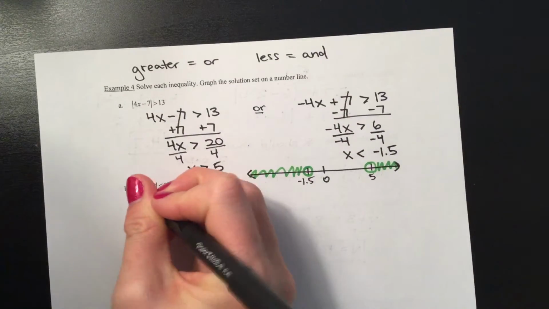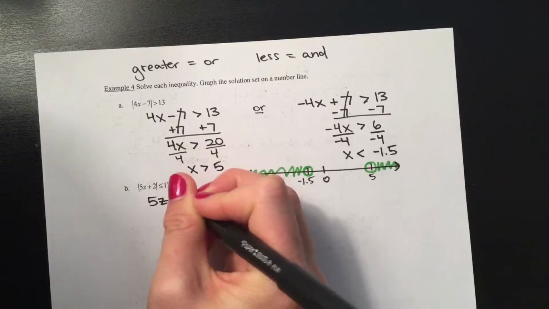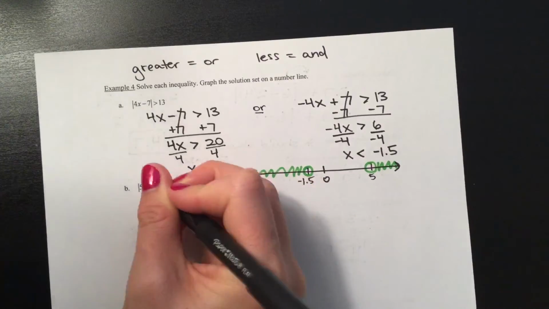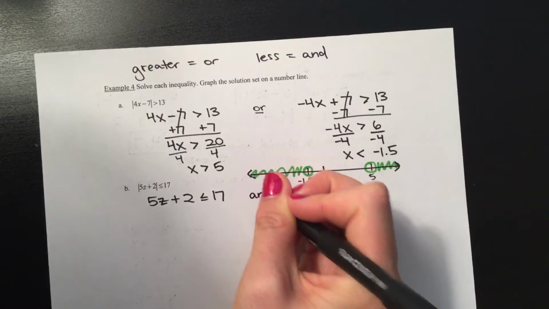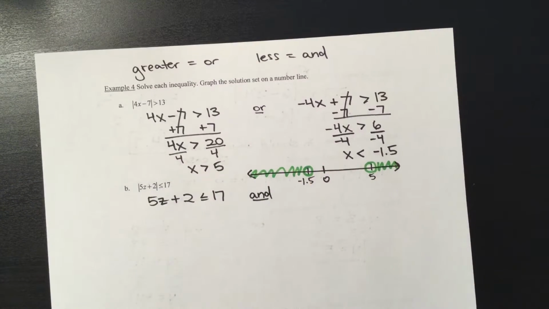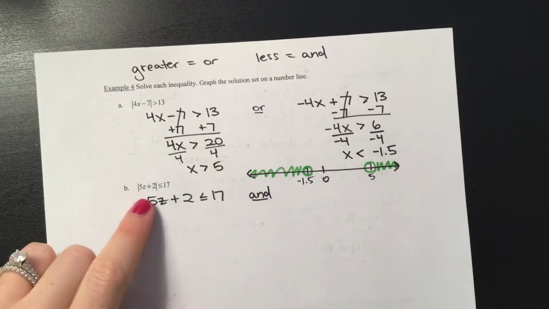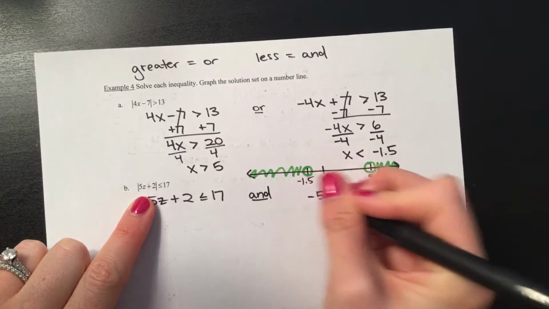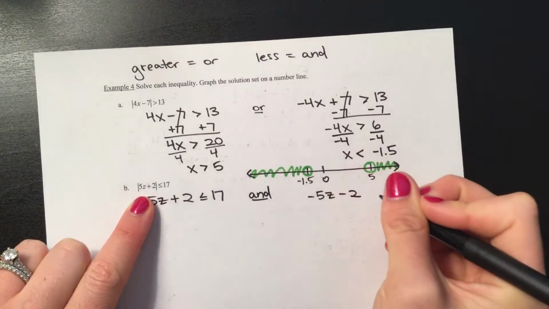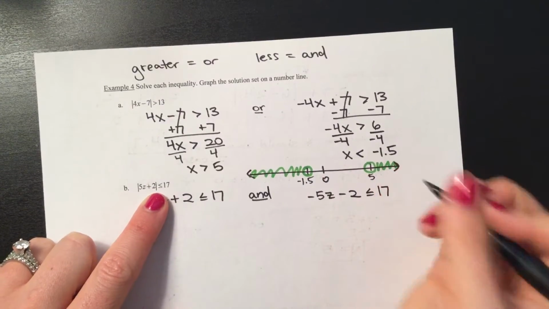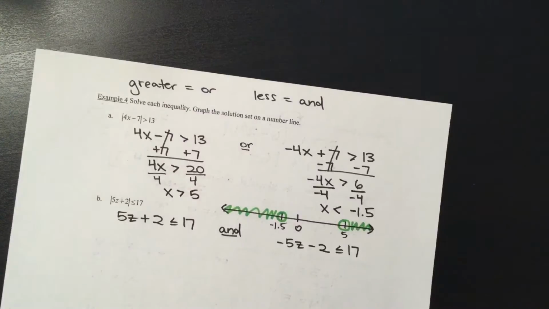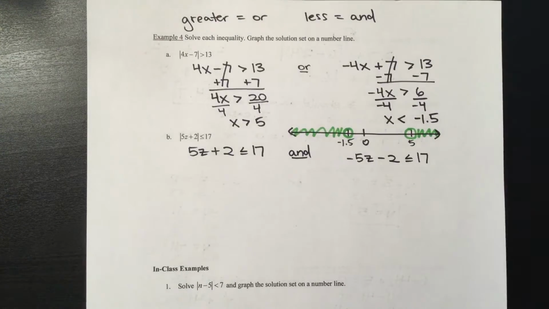Case one, I set up the same, and then since it's a less than, I'm separating it by the word and, which means I'm looking for the overlap in my final answer. And then I have case two, which is the opposite. So opposite of 5z plus 2 is negative 5z minus 2, less than or equal to 17. So less than means and. Once I'm all done, I'm going to do the and compound inequality, which means the overlap between the two.